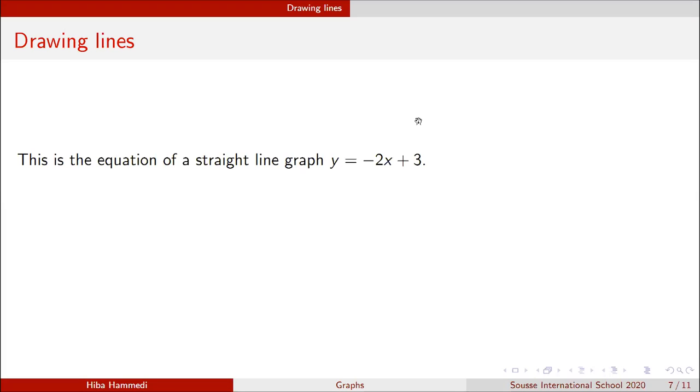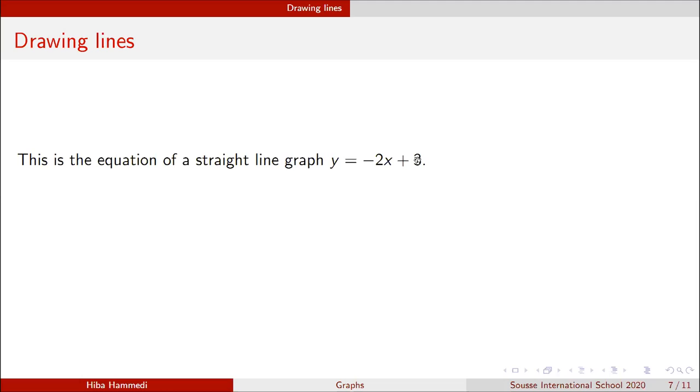Okay, during the previous videos, we saw how to plot lines of the form y is equal to mx plus c, right? And we saw that the number that is stuck to x, or the coefficient in front of x, is the gradient, okay? And the number that is at the end of the equation, the c, is the y-intercept.